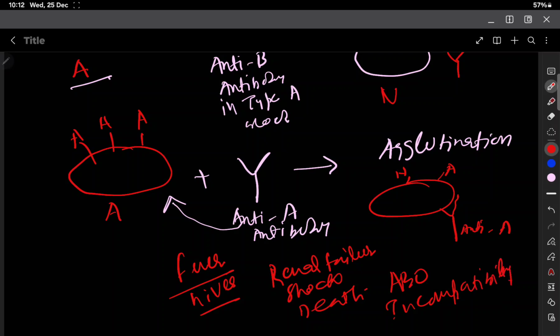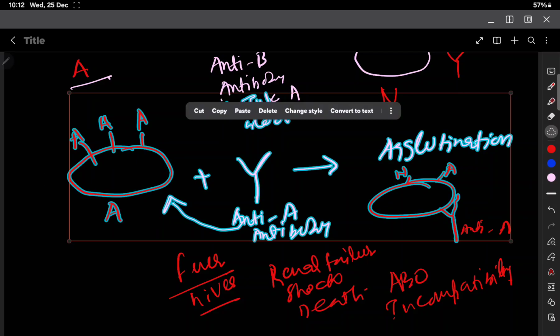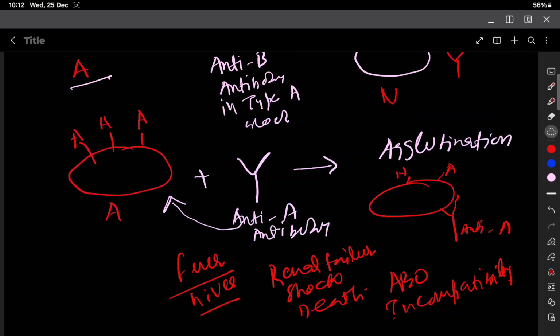So transfusion reactions, what are those reactions? These are the adverse reactions in the body which occur due to transfusion error. For example, this second case is an agglutination reaction, okay. So here there is a transfusion error. For example, we are giving the blood of A and there is an anti-A antibody, so there will be an agglutination reaction. So these are adverse reactions which occur due to transfusion of mismatched blood. So it may cause fever or hives, or it may be severe, it can cause renal failure, shock, or death, okay.